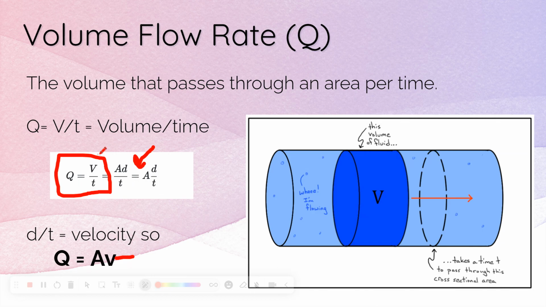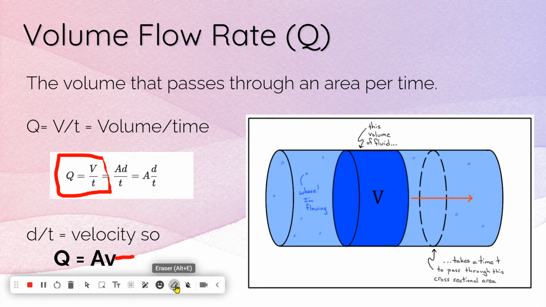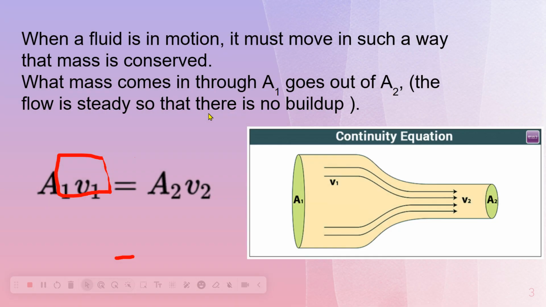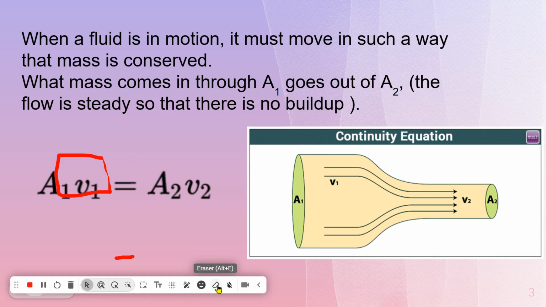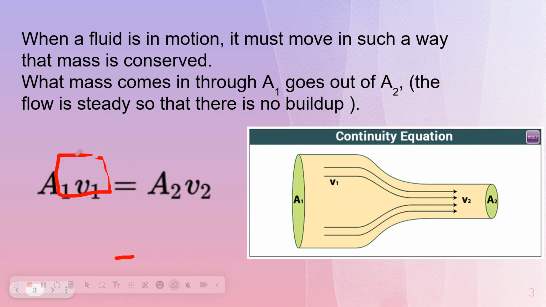So the flow rate is the volume per unit time, but it's also the area of the tube times the velocity that the water is actually flowing through, and that will give you the same units, okay, which is going to be cubic meter per second. So this is the equation as written on your reference sheet. A1 V1 equals A2 V2.